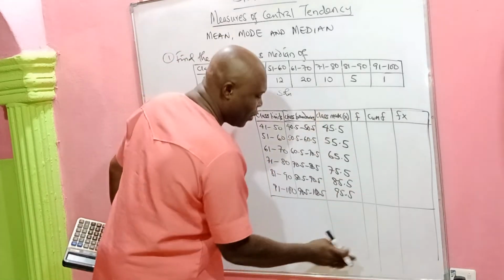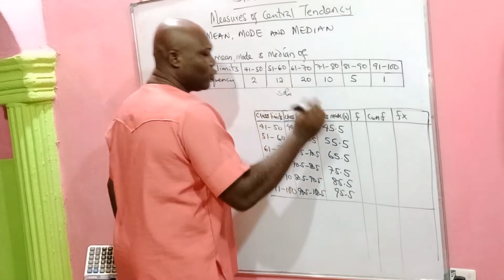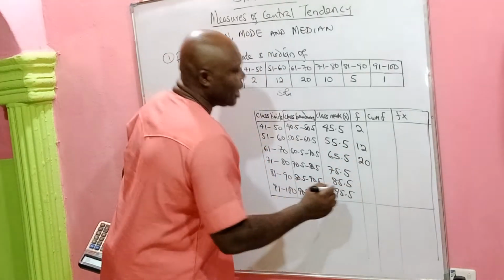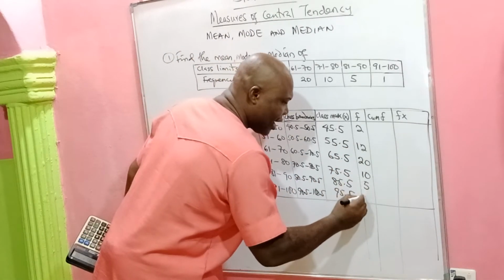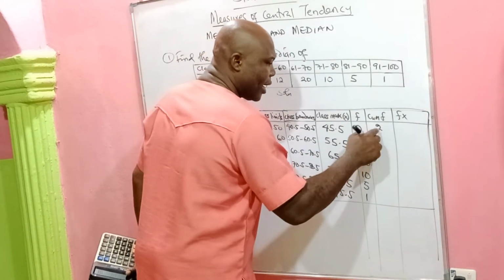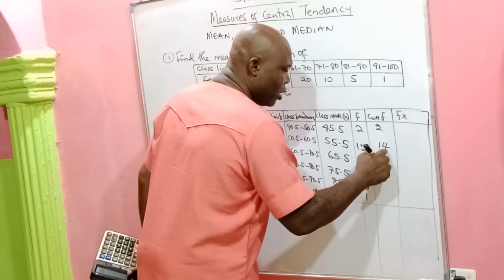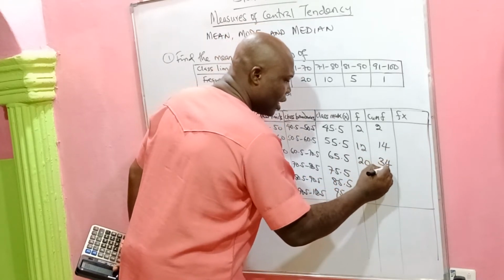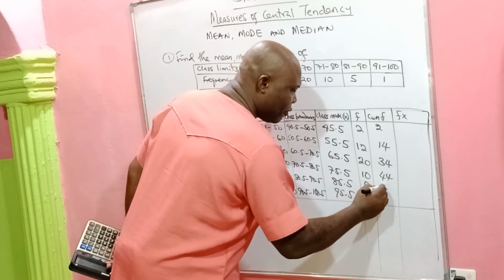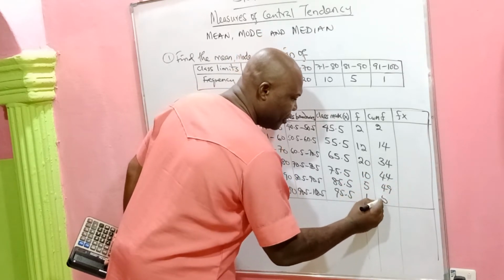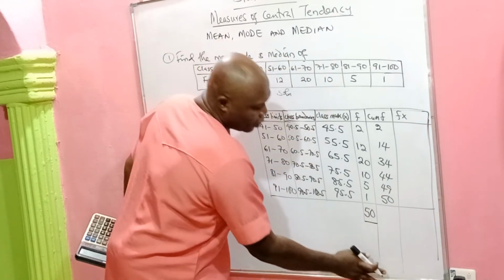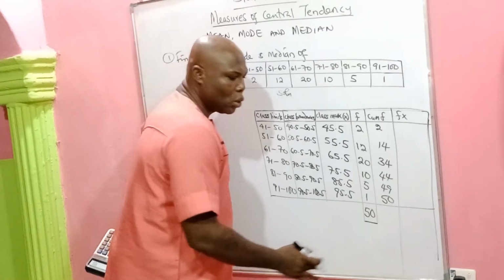So we need the frequency. Our frequency is given: 2, 12, 20, 10, 5, and 1. Alright, so we need the cumulative frequency. 2, alright, 2 plus 12, you have 14. 14 plus 20, you have 34. 34 plus 10, you have 44. 44 plus 5, 49. 49 plus 1, 50. Therefore means that the sum of the frequency is 50. If you add the number of students in that class, you should have 50.